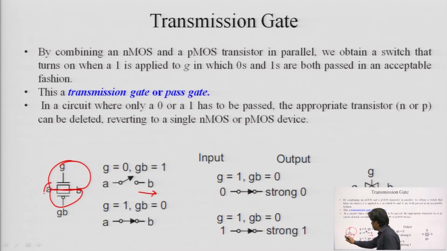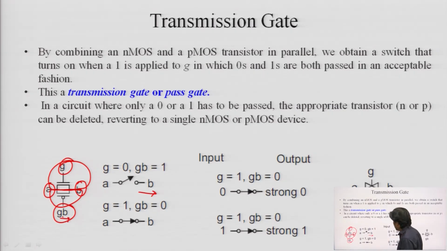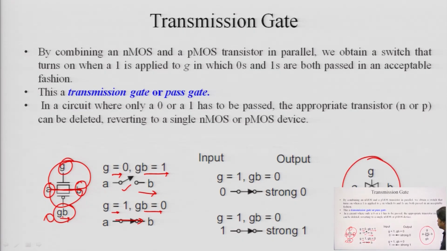So, you can see this is B and we are having G and the complement of G, denoted as GB, clear. When we have G as input 0, GB is just the opposite of G, okay. So, we have the switch in the off condition, clear. When G is equal to 1, then GB will be the opposite, which is 0, that means this switch will be in the on condition, and this is the actual symbol of your transmission gate, clear.